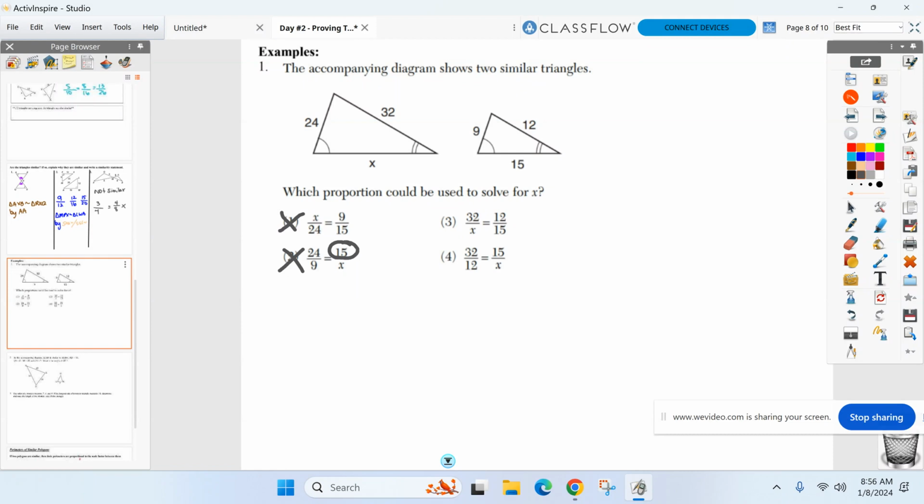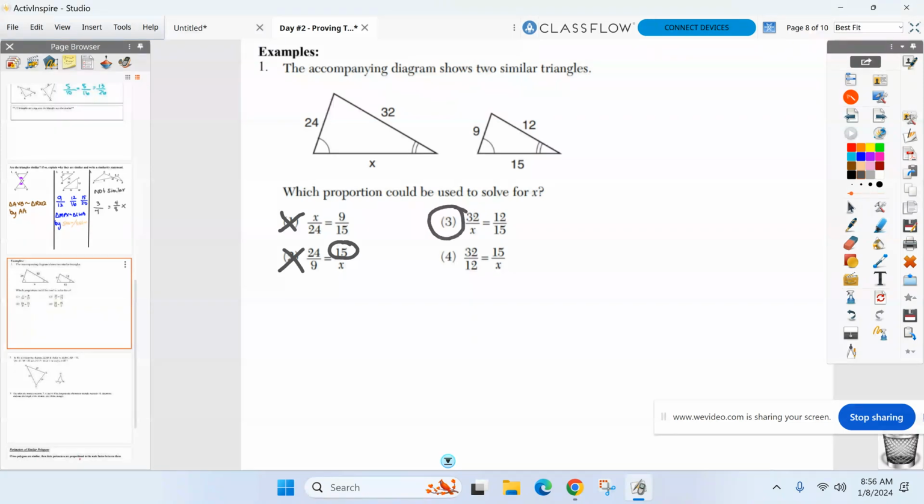All right, here we go. We'll get there sooner or later. 32 and X. They started the proportion out with two sides from the same triangle. So let's match. Did they match them up correctly? 32 and 12 match up. X and 15 match up. I think we got our winner.